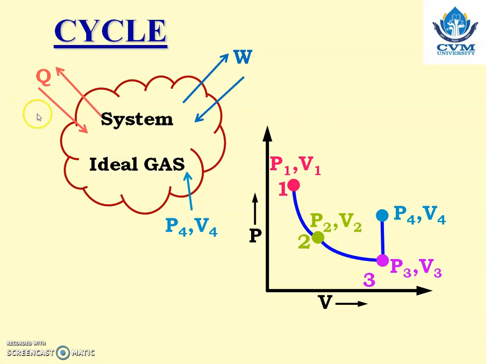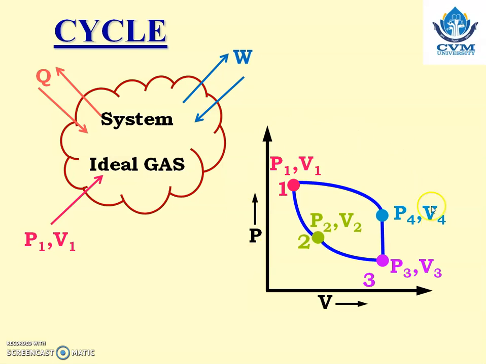Now let us say again some heat interaction or work interaction takes place between system and surrounding in such a way that it reaches its original state, that is P1 V1. So you can see here the next state obtained by the system is the initial state, that is 1, P1 V1. And it is said that the system has undergone a cycle because the initial condition and the final condition after passing through different processes are the same.